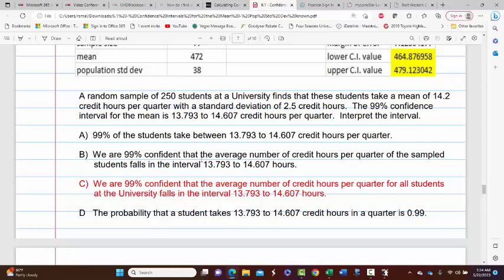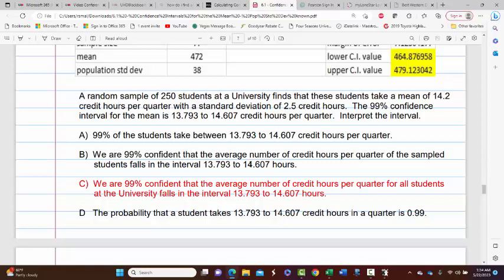We are 99% confident that the average number of credit hours per quarter of the sample students falls in the interval of 13.793 to 14.607. Well, that's wrong because it says right here the sampled student. See, we're 100% certain, since the sample mean was 14.2, we'd be 100% certain that sample mean would fall in here because the interval was created based on that 14.2. But see, that's the idea. We're creating the interval from the sample to approximate the average for all the students. I should say estimate, excuse me, instead of approximate. We're estimating what we think it is.